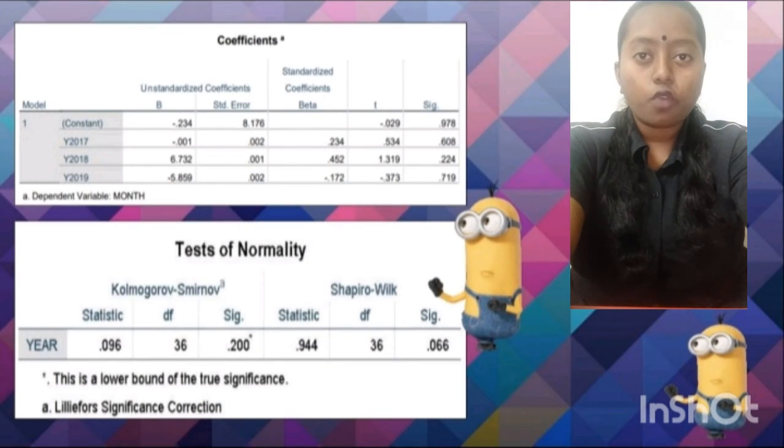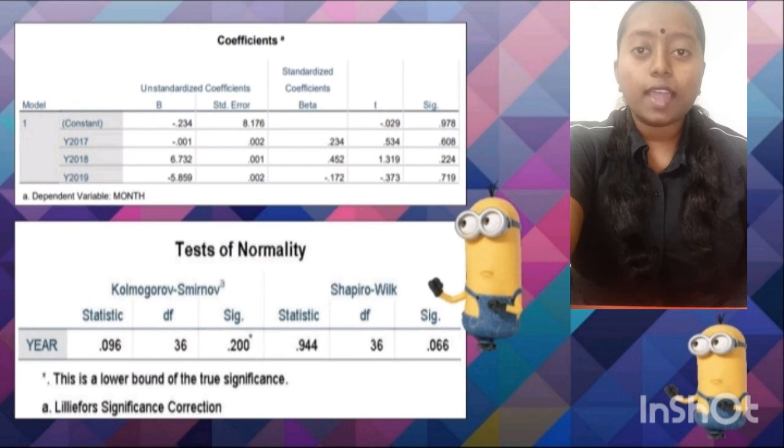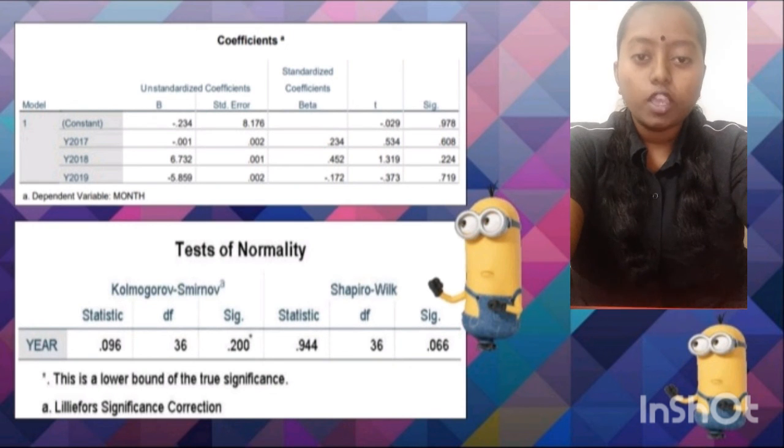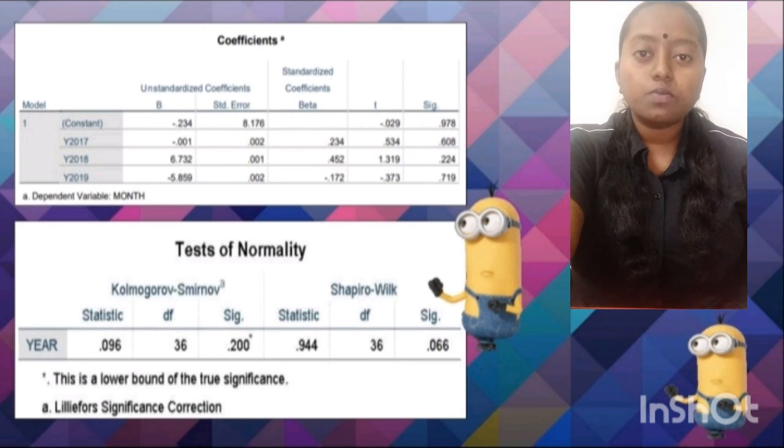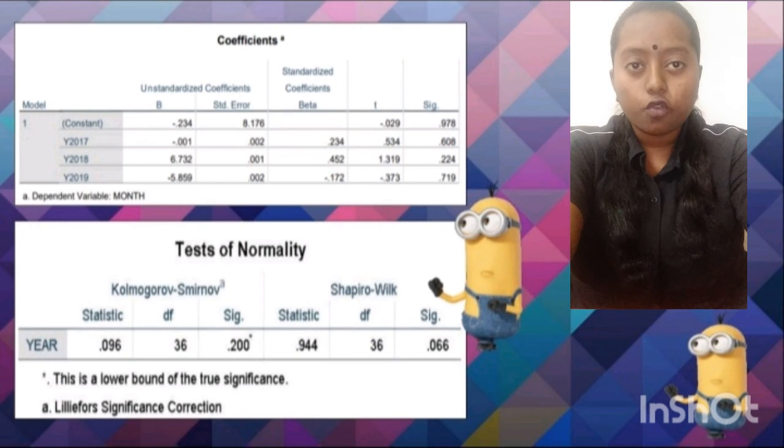Then the coefficient for every unit increase in year 2017, months will drop by 0.001 provided year 2019 remains unchanged. The significant value for year 2017, 2018 and 2019 are less than 0.05. So year 2017, 2018 and 2019 are not the significant predictor of months because it's more than 0.05.